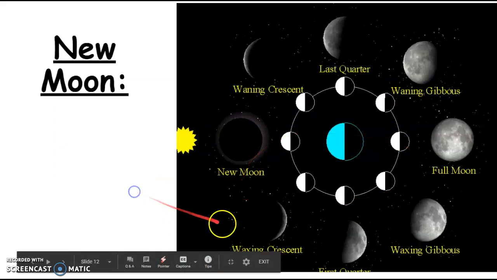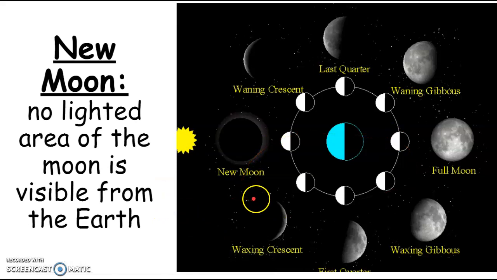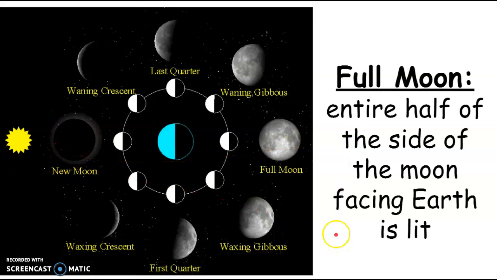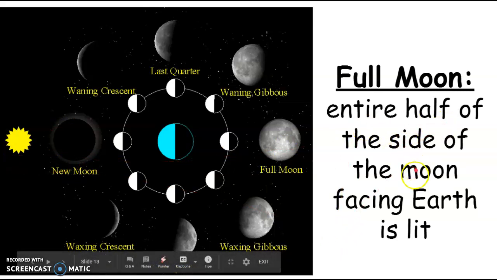And again, another slide showing you the sun this time is over here, but it's basically the same information. And again, these are the different phases of the moon based upon the position of the sun. So the full moon, the entire half of the side of the moon is facing the sun and it's lit up by the sun.